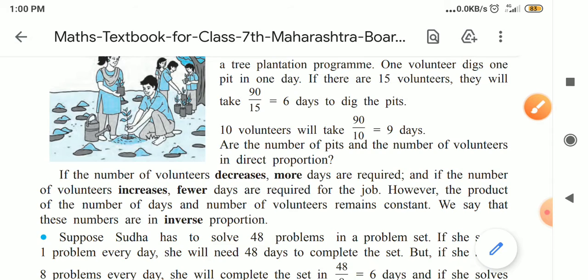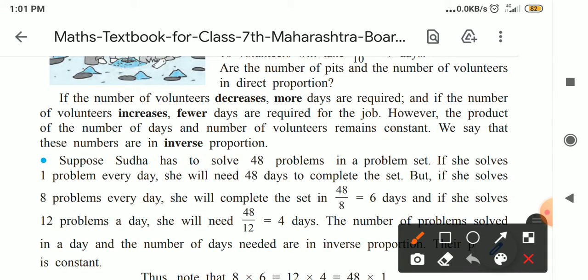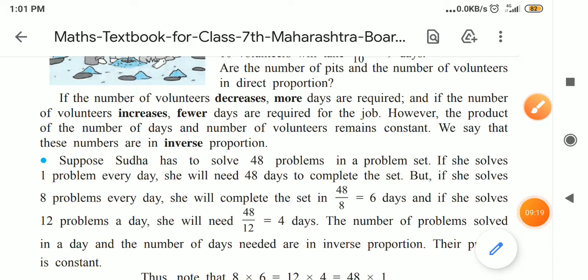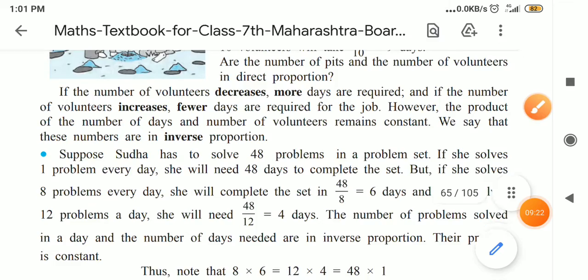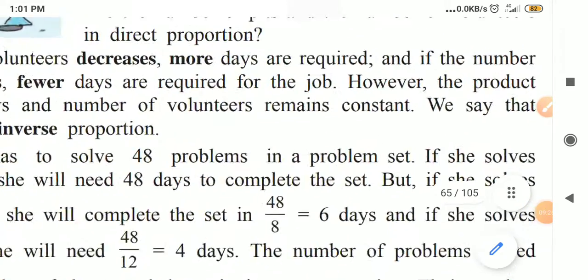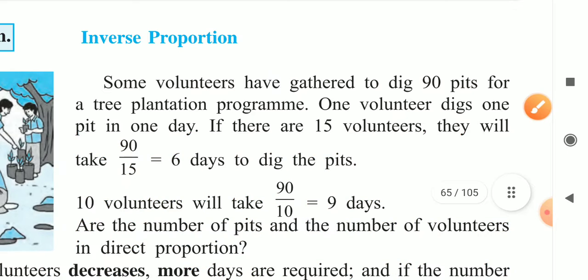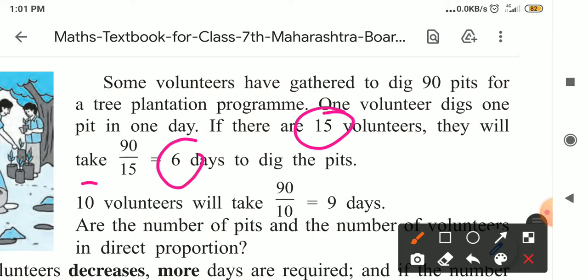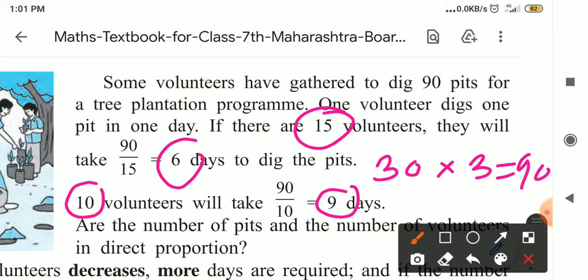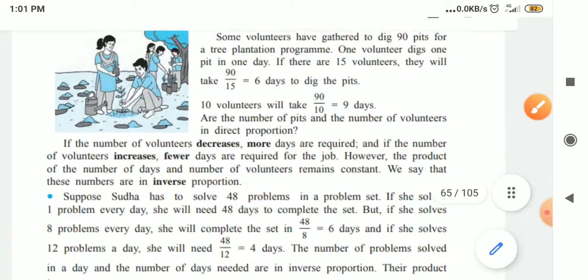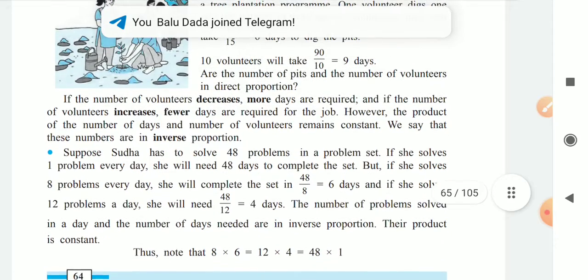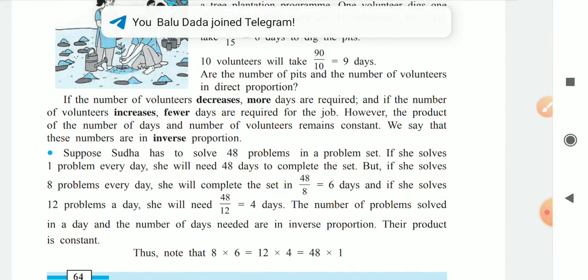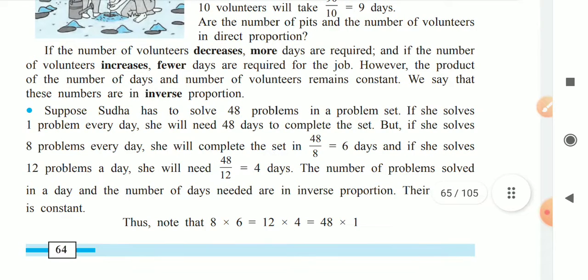So here they told you, if the number of volunteers is increased, fewer days are required. However, the product of the number of volunteers and days is the same. For example, 15 into 6, 15 sixes are 90. 10 nines are 90, and one more example I took, 30 into 3 is also 90. So this is the identification sign of the inverse proportion.